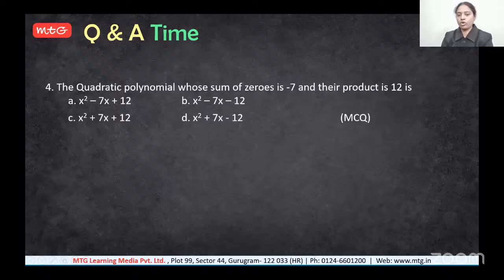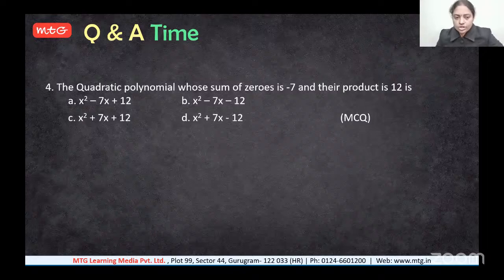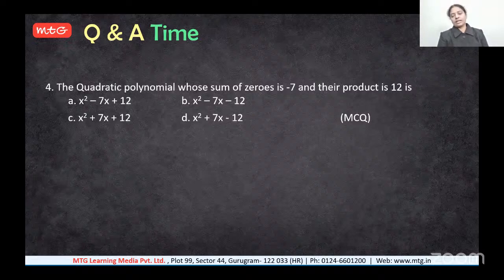Here are the four options given. You have to find a quadratic polynomial whose sum of zeros is given to you and product of zeros is also given to you. So this is again an MCQ type question where you just need to replace -7 and 12 in the place of alpha plus beta and alpha beta.